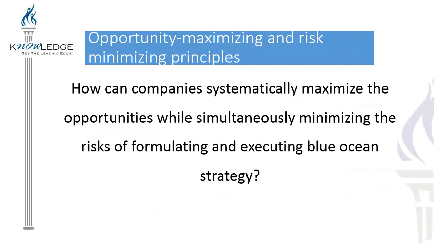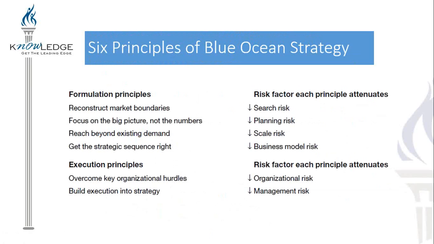So as I said, blue ocean is about maximizing opportunity while minimizing your risks. But how can companies systematically maximize the opportunities while at the same time minimizing the risks of formulating and executing blue ocean strategy? In any strategy, risk is always there, but we can minimize it, and this is exactly what blue ocean strategy is developed on. Blue ocean strategy primarily follows a very systematic process, and it is developed on a six principles framework. What is this framework?